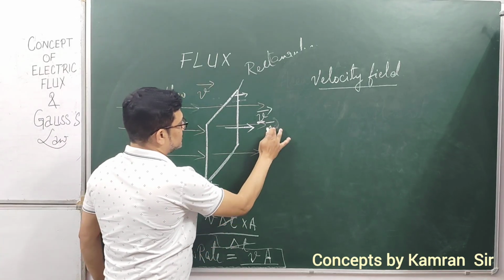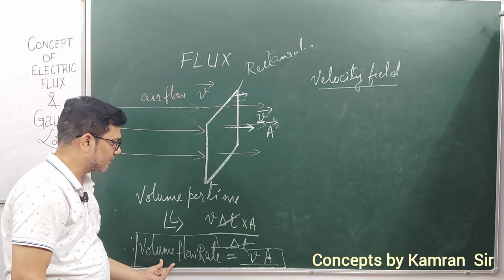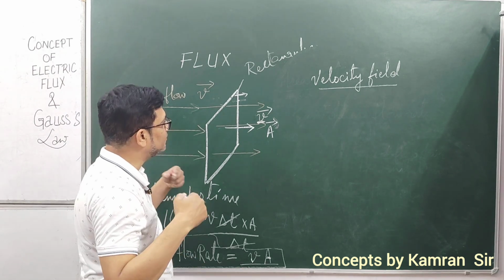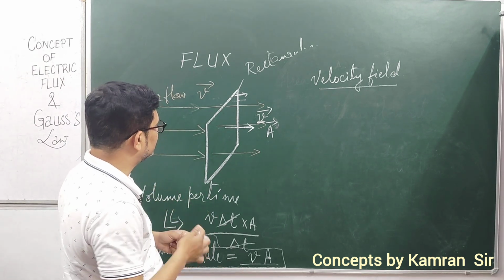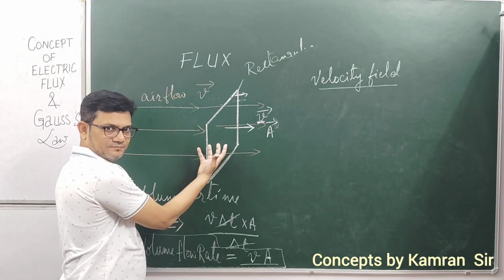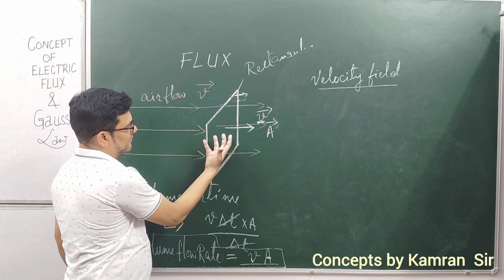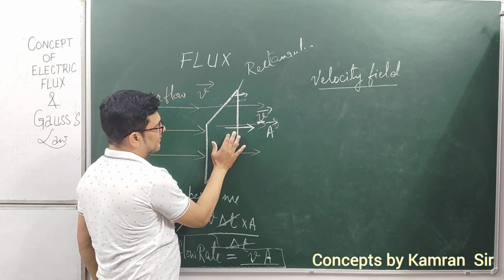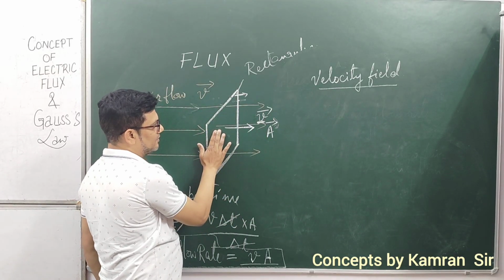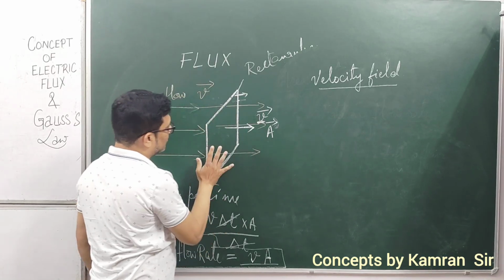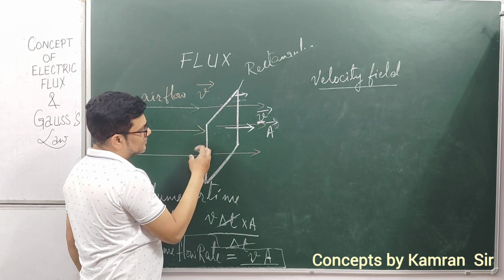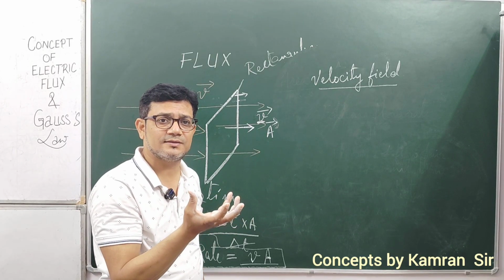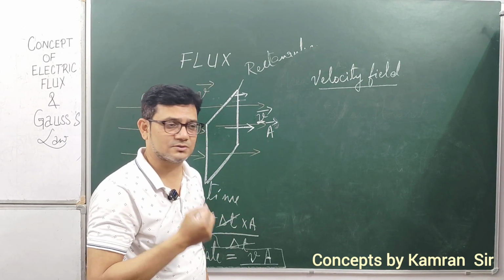So this volume flow rate that we were talking about is giving you a sense that this is a catchment area. This catchment area is the area A, and there's a velocity field. This velocity is all along, but the catchment area is this. So the volume flow rate is basically what we are talking of as flux.